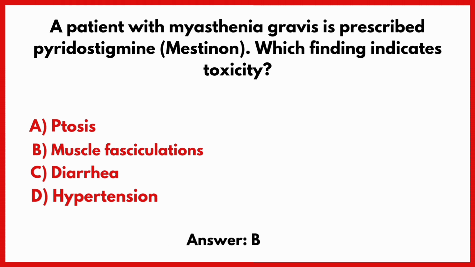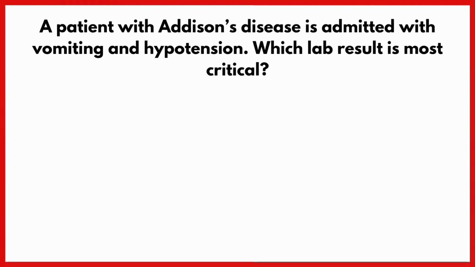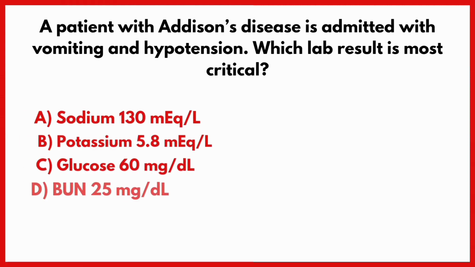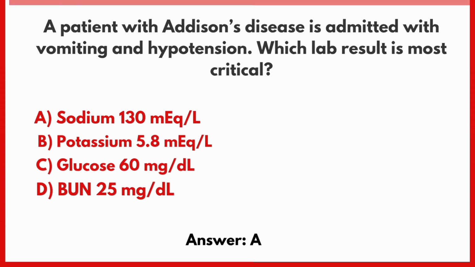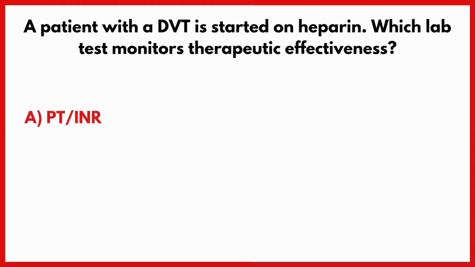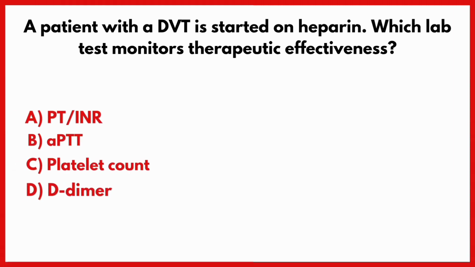Muscle fasciculation. A patient with Addison disease is admitted with vomiting and hypotension. Which lab result is most critical? Correct answer is option A. Sodium 130. A patient with a DVT is started on heparin. Which lab test monitors therapeutic effectiveness? Correct answer is option B.